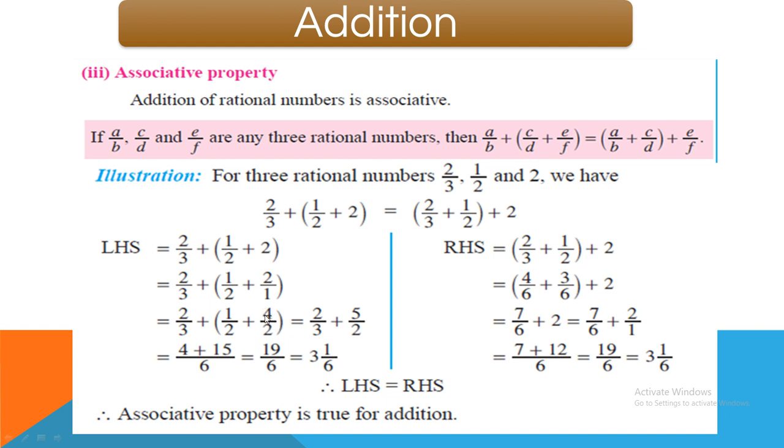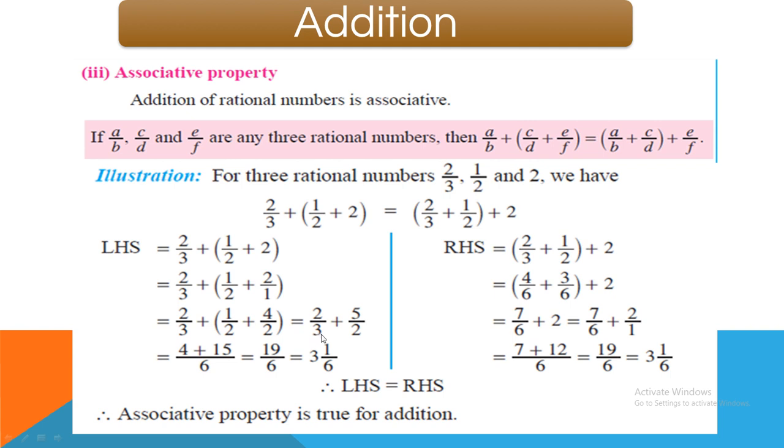So we get 4 by 2. You can take LCM also. LCM will be 2. So adding numerators, we get 5 by 2. Okay. So now 2 by 3 and 5 by 2 we have to add together. Denominator is different. So take the LCM of 3 and 2. It will be 6.